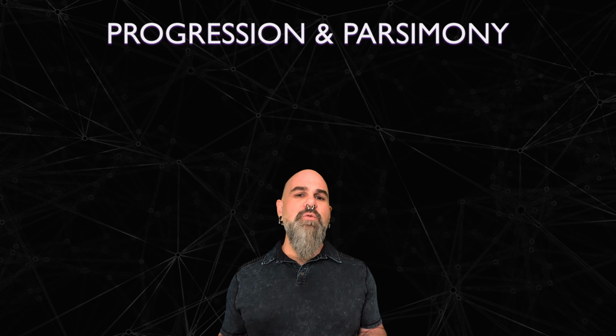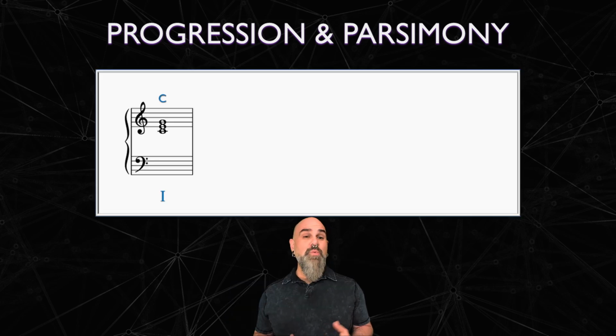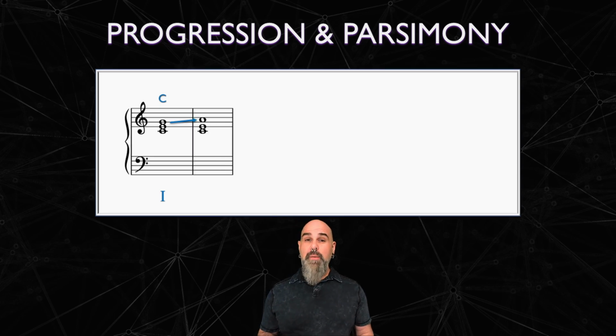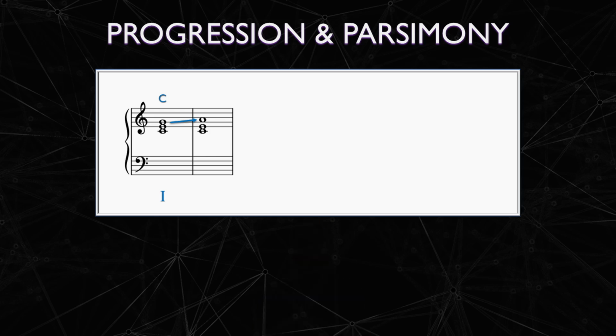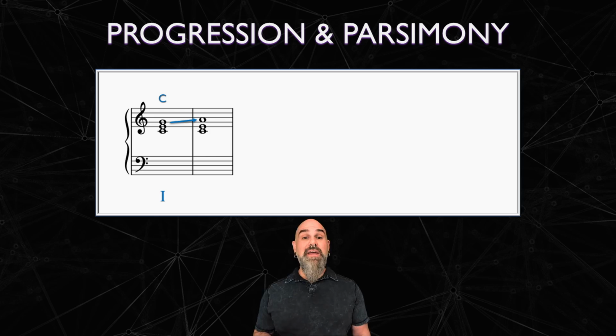Okay, this works in all major and minor keys, but today we're just going to talk about C major. We'll start with the 1 chord, C, E, G. Watch what happens if we just move one note up by step. The G moves up to A, and we keep the C and E. That gives us an A minor chord, A, C, E, which is the 6th chord. We got a new chord just by moving a single note up.